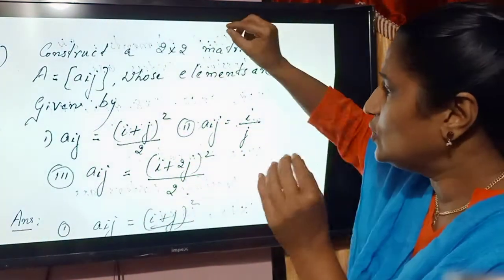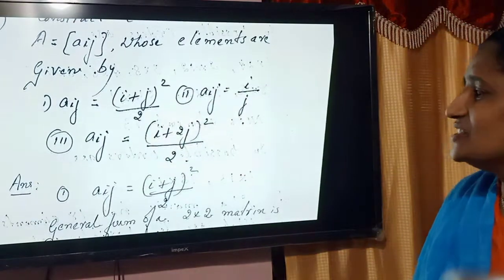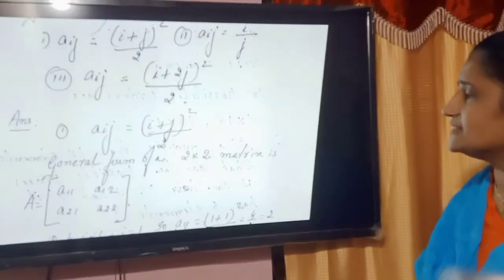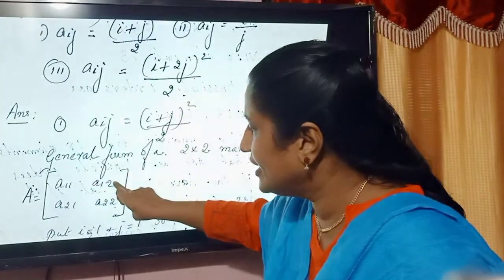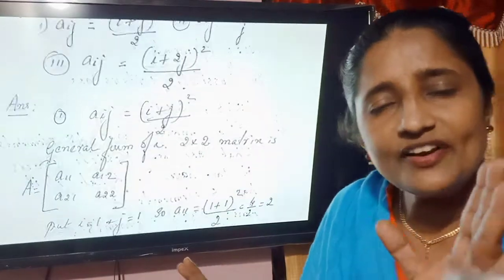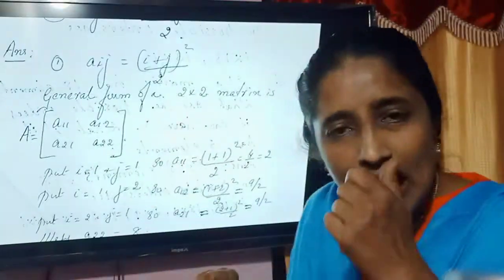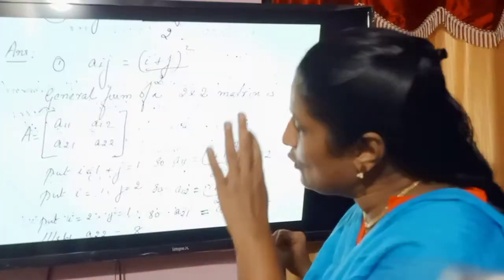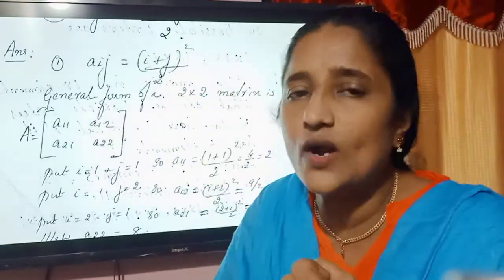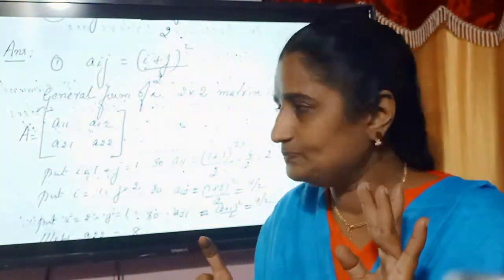Now, you know the general form of a 2 by 2 matrix. What is the general form? It is A11, A12, A21, A22. That you know, no? Now our aim is to find all these 4 elements separately. How to find these 4 elements? For A11, instead of i and j you put i as 1 and j as 1. Then you will get A11.